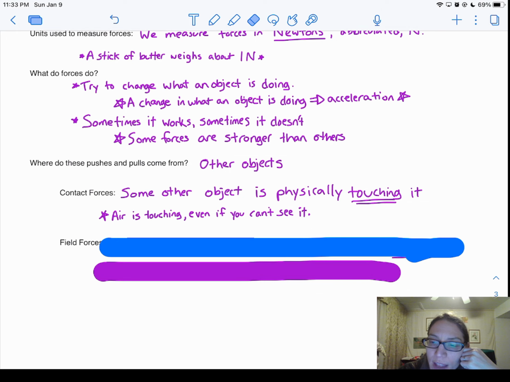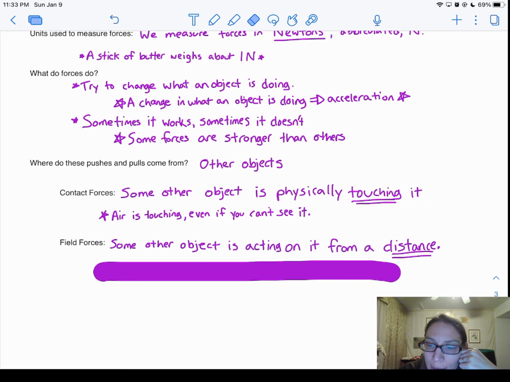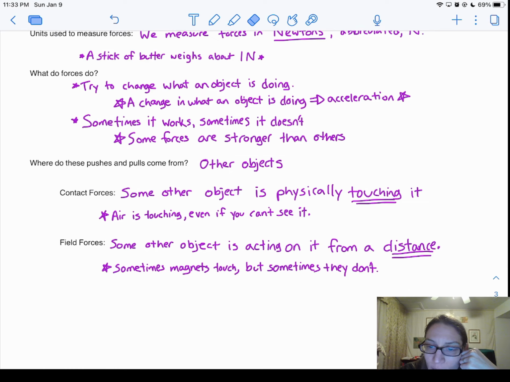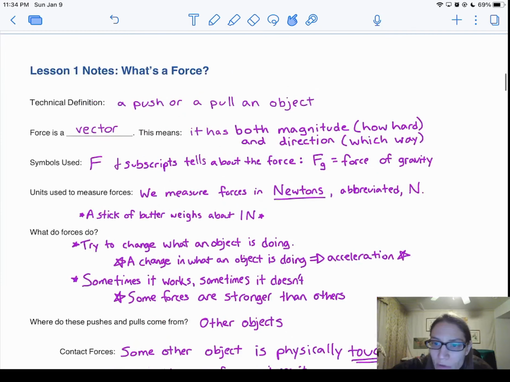And sometimes the object is not touching you. It's happening at a distance, like a magnet. A magnet can influence what something is doing even if it's not touching you. Sometimes a magnet does touch you and sometimes it doesn't. Another example is gravity. Gravity is something that can touch you, or that cannot touch you. For example, the moon is affected by gravity, but we're not touching the moon at all. Okay? All right, so that is real fast information about what forces are.